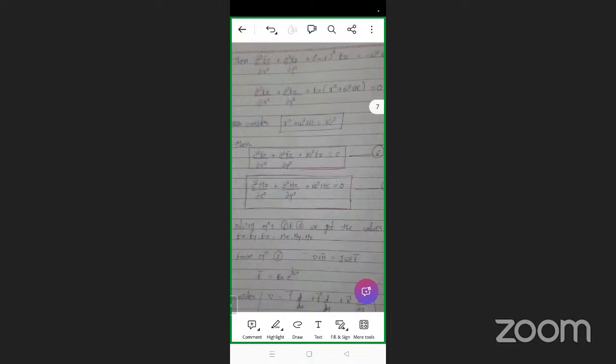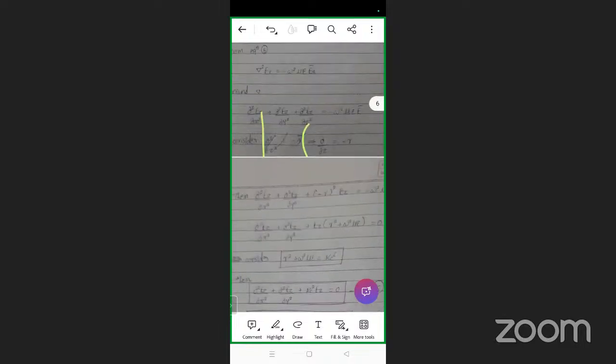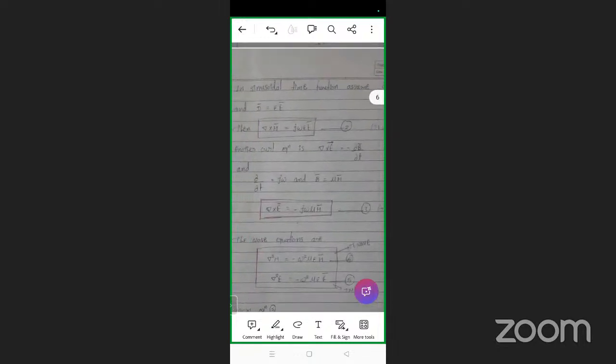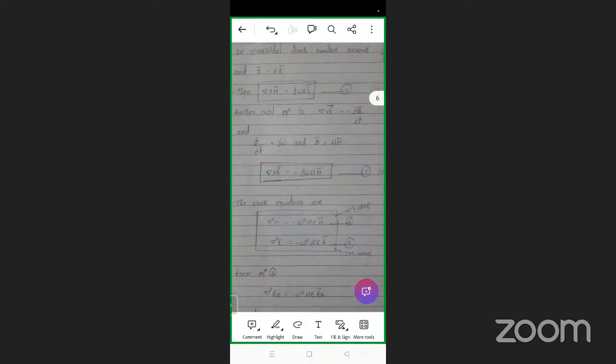Now we have to solve these equations for x parameters, for y parameters, and for z parameters, for both the electric field as well as the magnetic field. For the electric field we will call Ex, Ey, Ez. For the magnetic field, we will call it Hx, Hy, Hz. Now from equation 2, what is written in equation 2? Equation 2 is del cross H equal to j omega epsilon E.